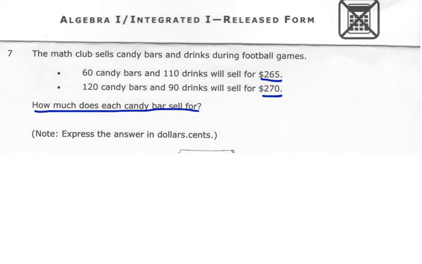So since we have two relationships here with candy bars and drinks and their totals, we can write two different equations in standard form. So our unknown is going to be how many candy bars and how many drinks, because we know the totals. So my first thing is to define what my variables are. C is going to be the cost of the candy bar, and D is going to be the cost of the drink.